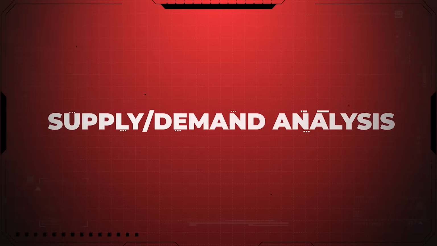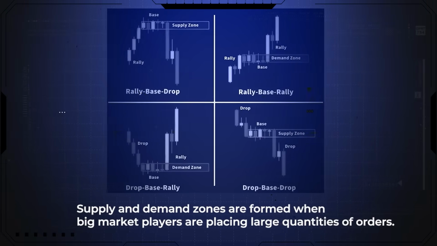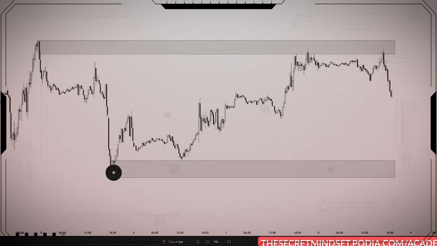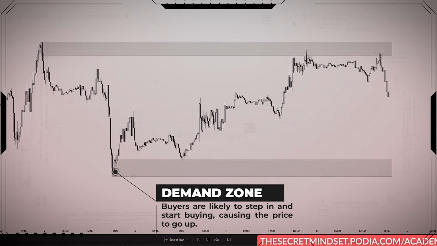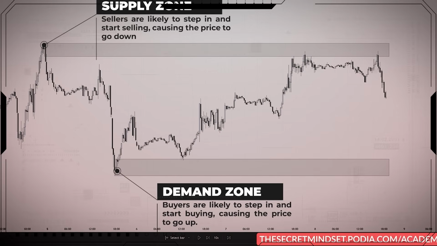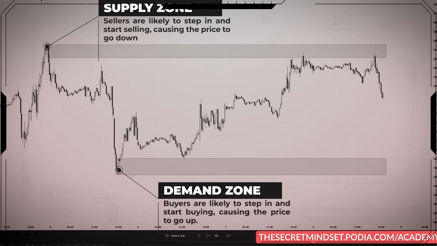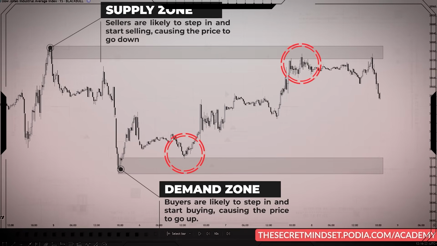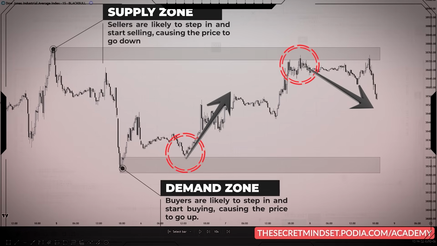Now let's talk about supply and demand zones. These areas are formed when big market players are placing large quantities of orders. A demand zone is where buyers are likely to step in and start buying, causing the price to go up. A supply zone is where sellers are likely to enter and start selling, causing the price to go down. In theory, if price returns to certain supply and demand zones, it has a high probability of rejecting these areas.